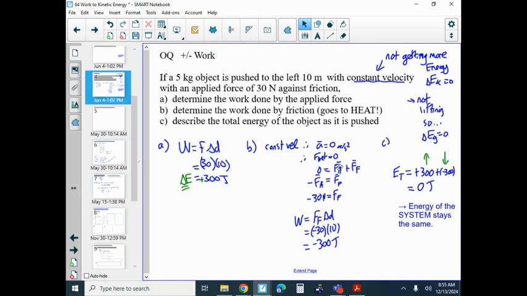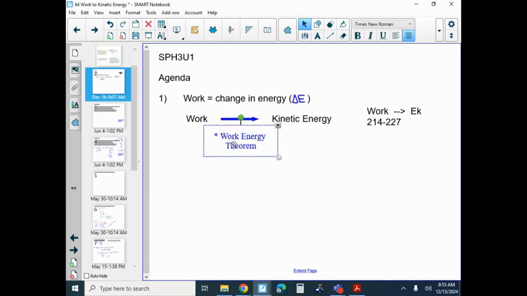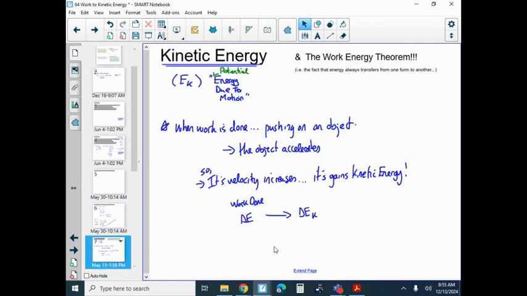Add that word. Where is it? There. Copy and paste right there, just to make sure you don't forget the idea that that's what the work energy theorem is.